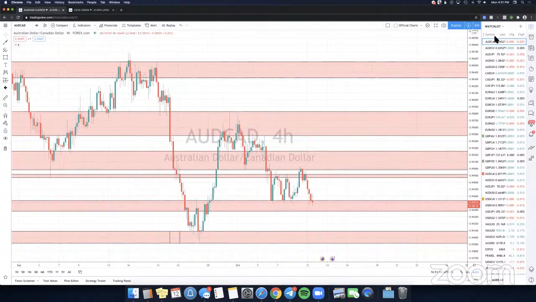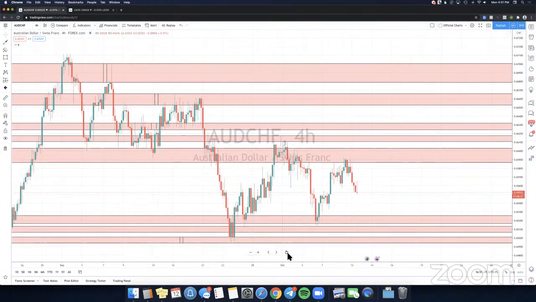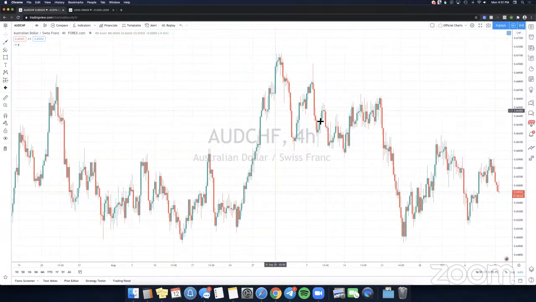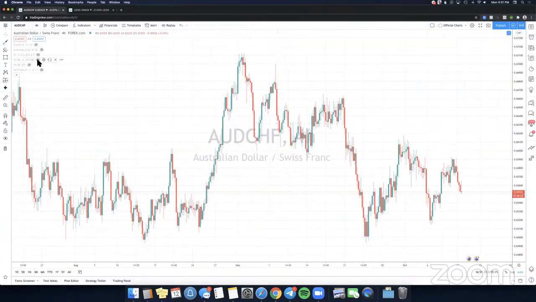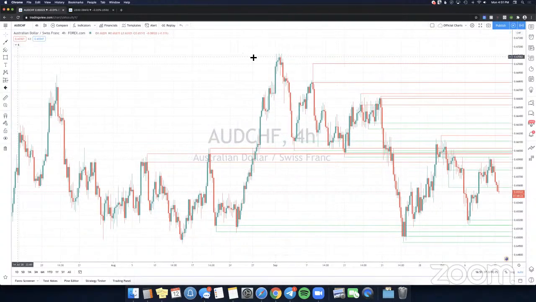Let's move over to the next pair, AUD/CHF. All right, so right here, I'm going to do the same exact thing, delete everything off the chart. Here we got a naked chart, turn on the K2SR indicator, zoom out, and then draw our zones.